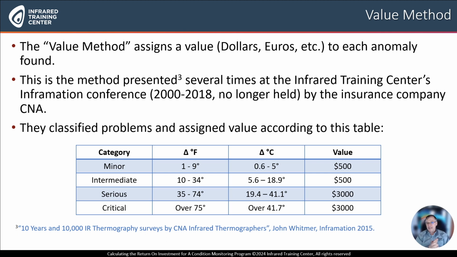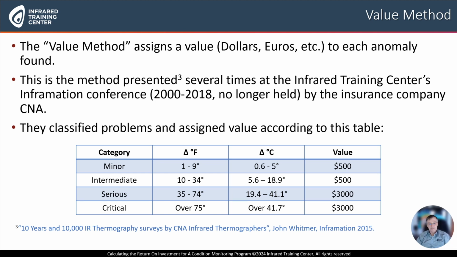And over the years, they came up with some relatively arbitrary values. They said a minor problem and an intermediate problem are worth $500. And a serious problem is worth $3,000. Now, those are very, very conservative, I'm sure. But it's amazing how much money you can save. And you can see the temperature differences that they assigned. They had their own categories.